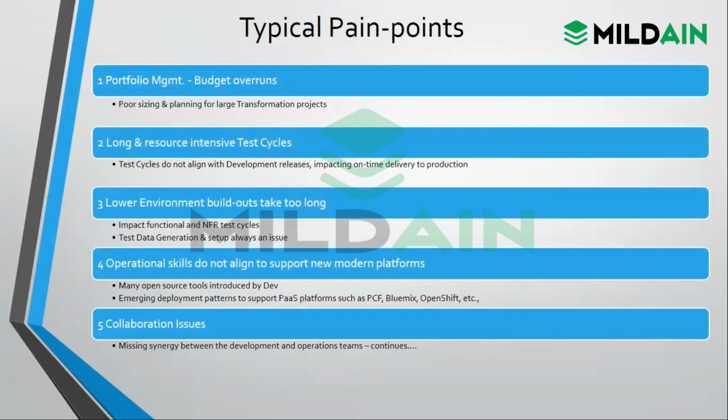What is happening due to this, working in silos, taking time and blaming each other? There are budget overruns. There are long testing cycles. There is lower environment build-out. Even a small environment takes a long time. Even the operations skills are not being supported with new modern platforms. There are collaboration issues. So these are the typical pain points which are present in pre-DevOps processes.